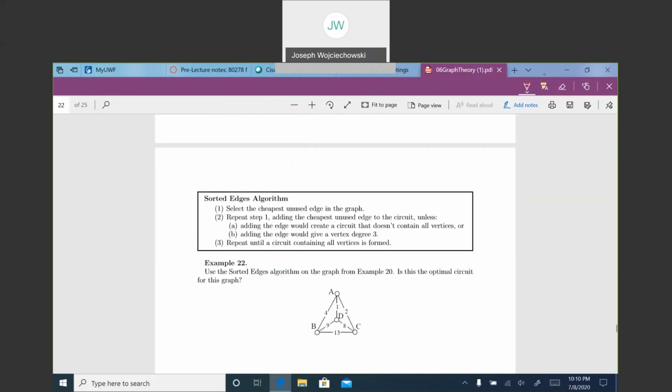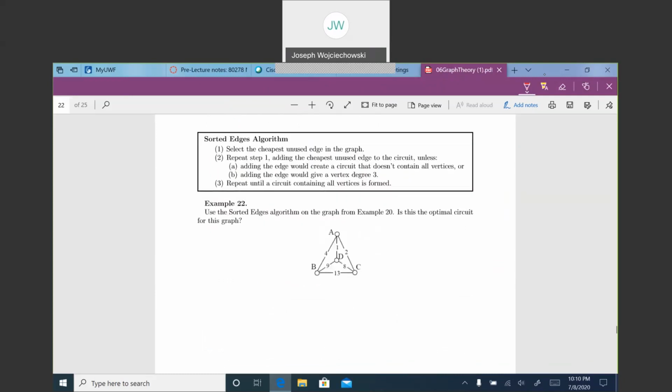Okay. Next, we have something called the sorted edges algorithm. Select the cheapest unused edge in the graph. Repeat step 1, adding the cheapest unused edge to the circuit, unless adding the edge would create a circuit that doesn't contain all vertices, or adding the edge would give the vertex degree 3. Repeat until a circuit containing all vertices is formed.